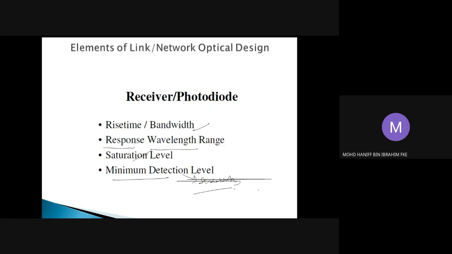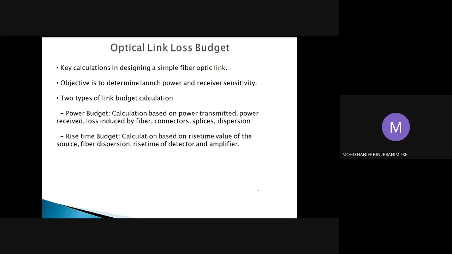Okay, all right, so let us proceed with the optical link loss budget, which is the actual topic to be covered in chapter 7. Basically the optical link loss budget will be the key calculation in designing a simple fiber optic link. So it's very important for us to understand this link loss budget.